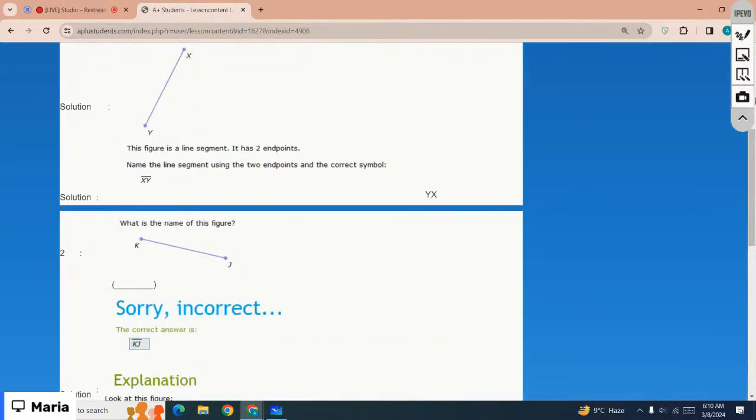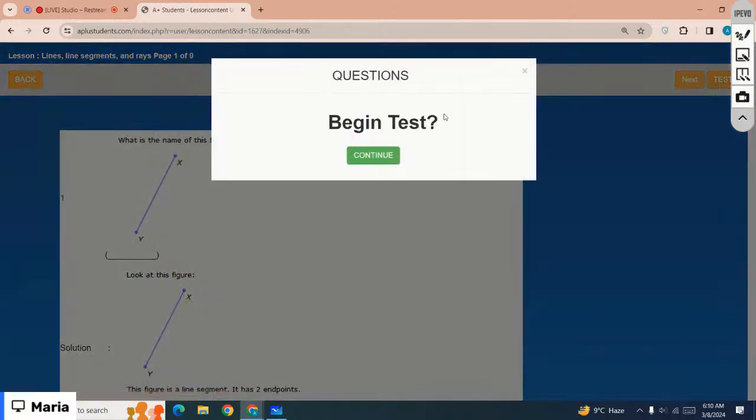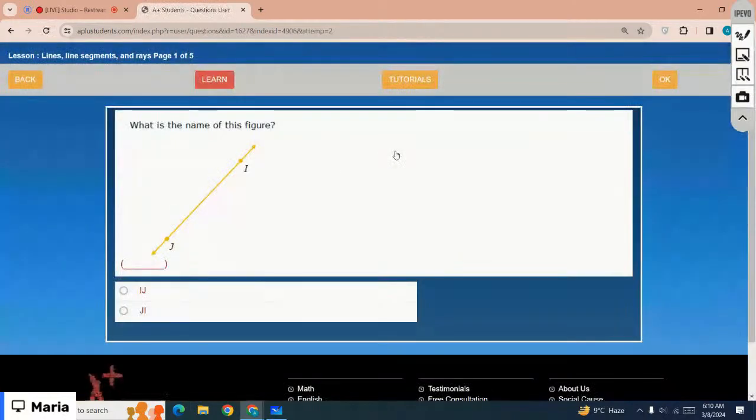Let's start with the test questions. What is the name of the figure?